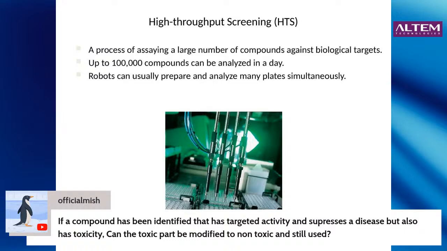If a compound has been identified that has targeted activity and suppresses a disease, but also has toxicity, can the toxic part be modified to be non-toxic and still used? Yes, that is the beauty in drug design. In one run we cannot get a drug with high activity and low toxicity. Many times we get a drug molecule where activity is very high, but it is showing toxicity also. Then again it is a cycle. We come to the initial position and redesign the drug. We try to find out which groups are giving the toxicity. Then we reduce the group, and again we go for the activity. Finally, after several cycles like this, we get a drug molecule with activity and less toxicity.